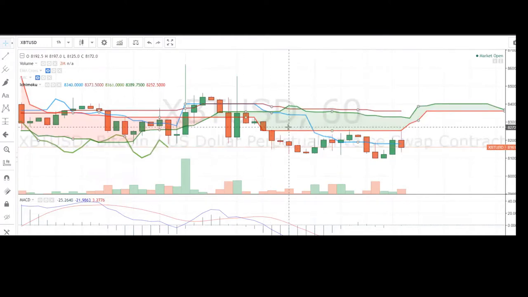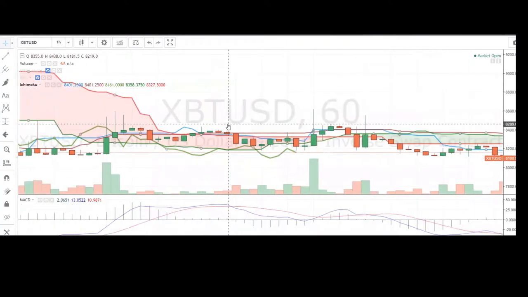Basically, in Ichimoku, whenever your conversion line, the blue line, crosses above the baseline, that indicates a bull market. That means you should long, that the price is going higher. Whenever the inverse happens, that is, whenever the baseline is above the conversion line, that means the price is going down.